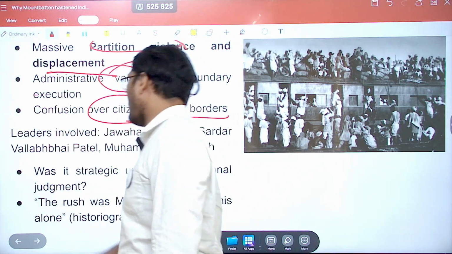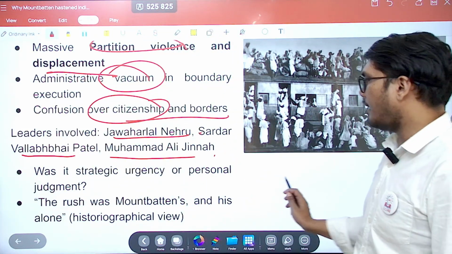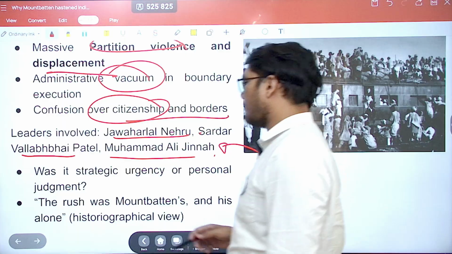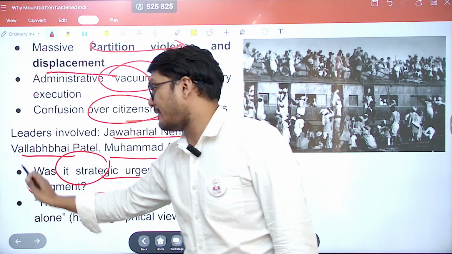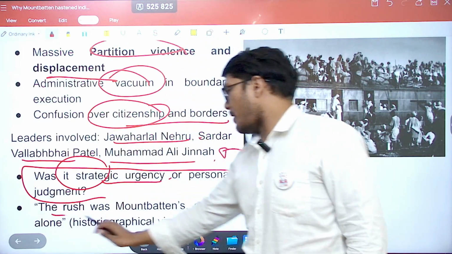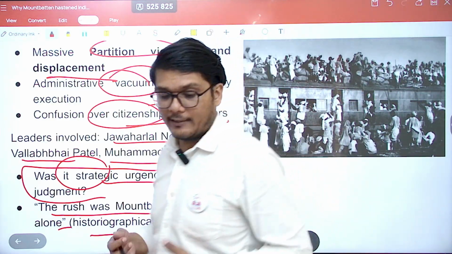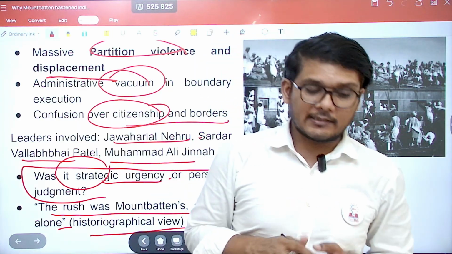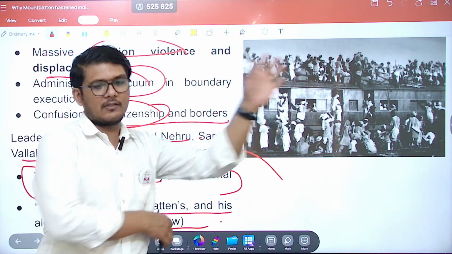Now, the leaders who were involved in the discussions were Jawaharlal Nehru, Sardar Vallabhbhai Patel, and Muhammad Ali Jinnah. Muhammad Ali Jinnah was basically the representative of the All India Muslim League. Now, the question is, was it a strategic urgency, or a personal judgment? That is still debatable. That is what has been debated by the historians. The rush was Mountbatten's and his alone, is what a lot of the historiographical view says. So people basically accounted for the personal reasons of Lord Mountbatten rather than a policy or governance strategic decision. As a result of which this kind of chaotic situation was created.